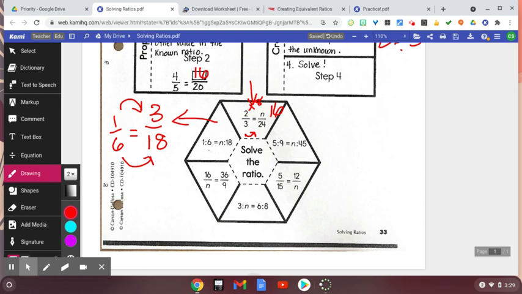Now, even if you did not know your multiplication facts, we can still use cross multiplication. I could take any of these numbers.